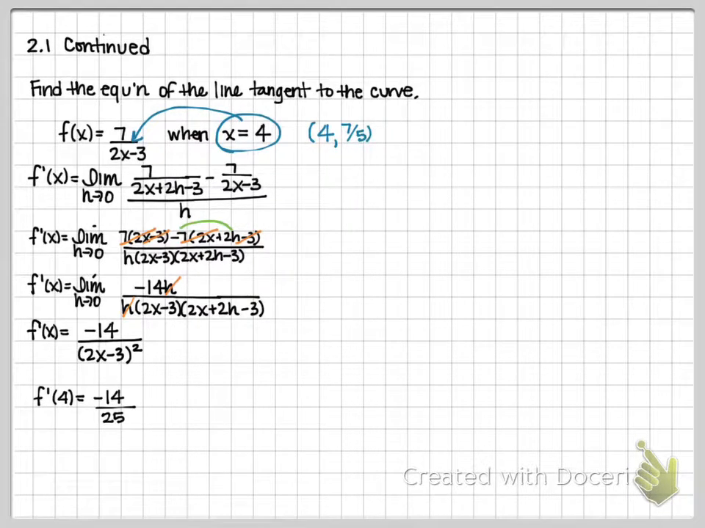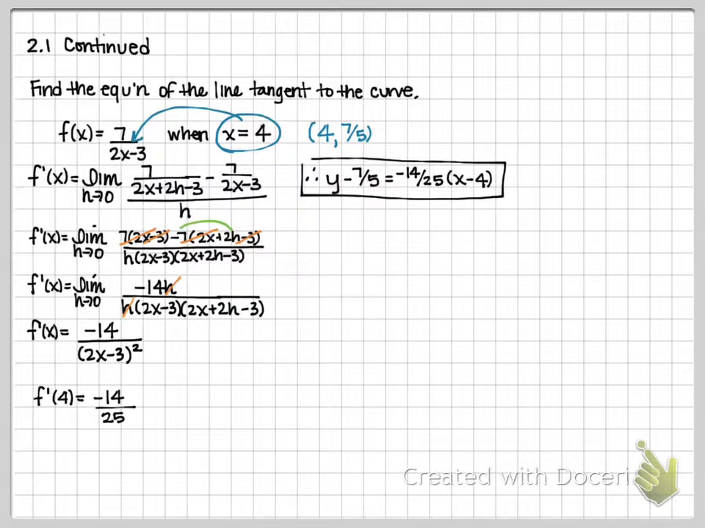Now that I have the slope and I've got the point, I can just go ahead and plug it in. So therefore, I'm going to get y minus 7/5 equals the slope that I calculated, which is negative 14 over 25, times x minus my x value at that point, which is 4. So that is the equation of the tangent line at the point 4 comma 7/5 on that curve.